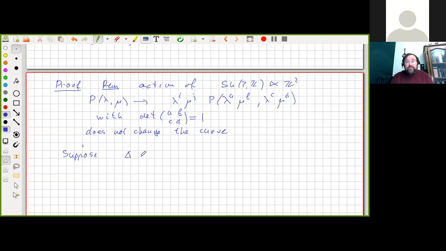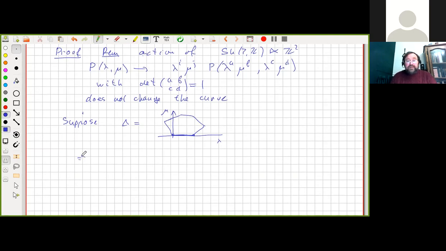So suppose that delta is a polygon of this form. I'll just draw the picture. So this is a polygon where one segment is just on the original axis. So this is lambda, this is mu, and I'll consider this kind of polynomial. In this case, P of lambda, mu equals, well, we can decompose it as a polynomial in mu: P zero of lambda plus mu P one of lambda plus et cetera.